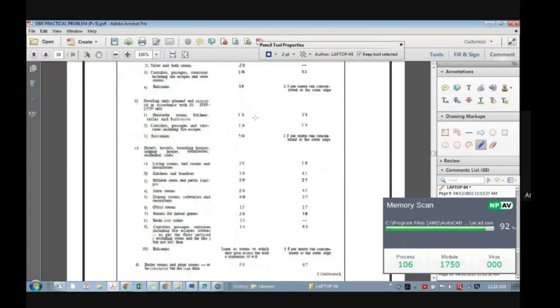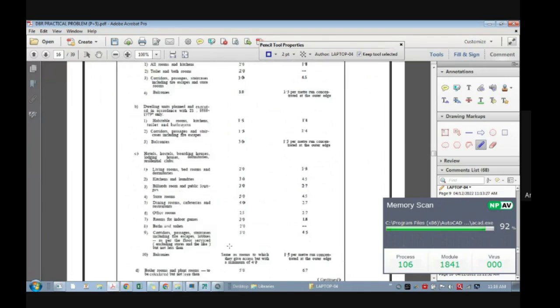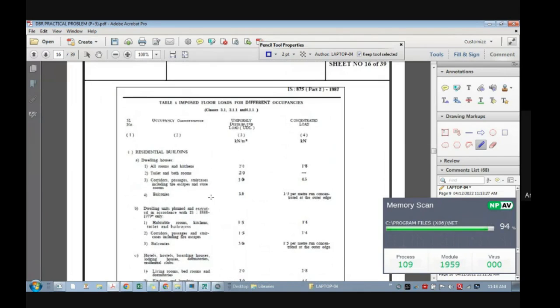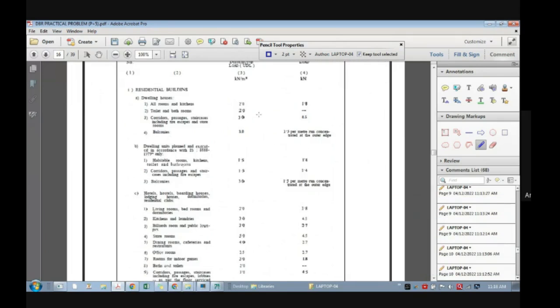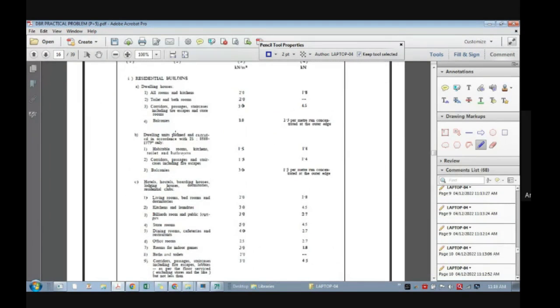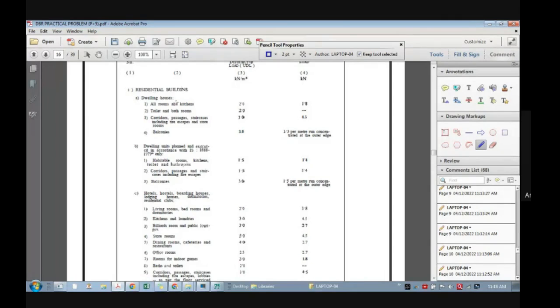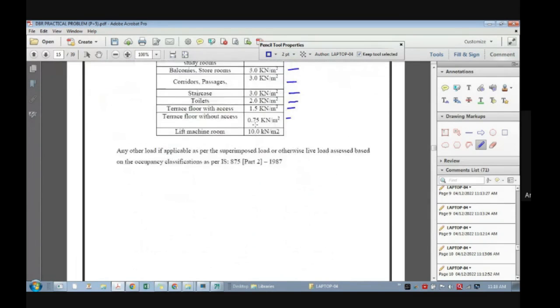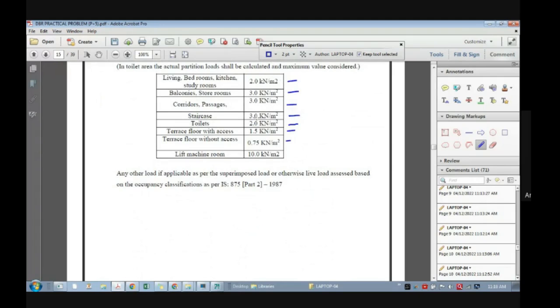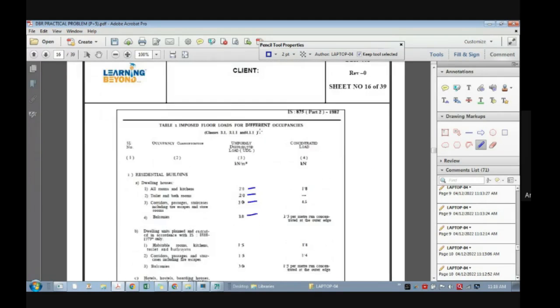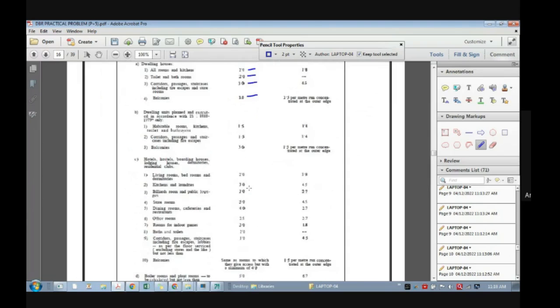Now you will see here on page number 7 of IS 875 part 2. See this residential building: toilets and bathroom 2, all rooms, meaning kitchen, living room 2, corridor, passages, staircases 3, balconies 3. That is what we are mentioning there. We are not assuming anything. We are just taking the reference from the code. But you should mention it like this. Okay, so that is a very important part.